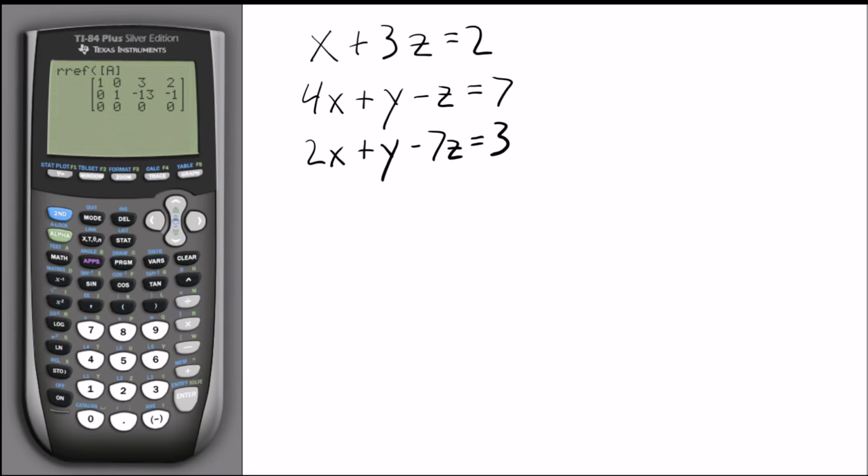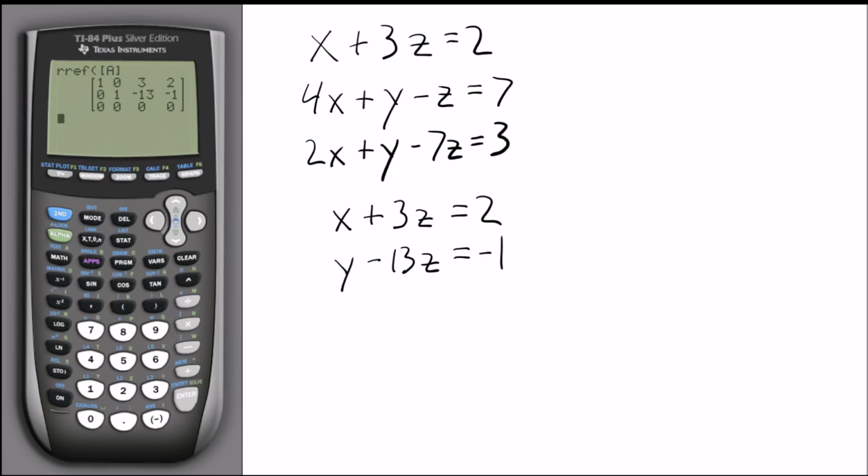So that top row, 1, 0, 3, 2, that's 1x, or just x, plus 0y, plus 3z equals 2. The second equation is 0x plus 1y minus 13z equals negative 1. And so what we're going to do is solve for x and y in terms of z.